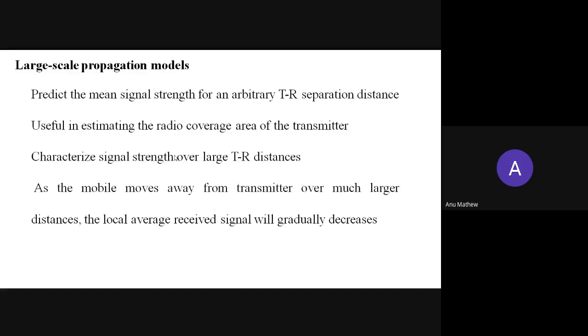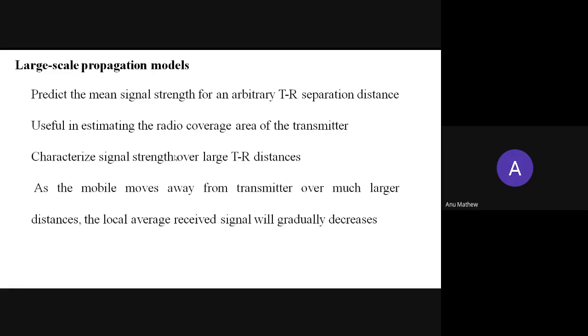The first one is the large scale propagation model. It predicts the mean signal strength for an arbitrary transmitter receiver separation distance, which is useful to estimate the radio coverage area of the transmitter. Large scale propagation characterizes signal strength over large transmitter receiver distances. If the separation between the transmitter and receiver is large, then this large scale propagation model is used to characterize the signal strength.